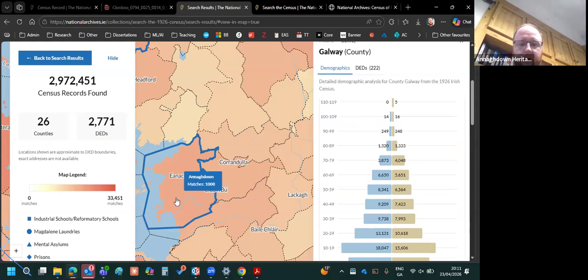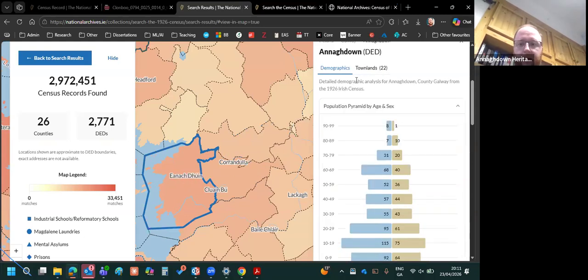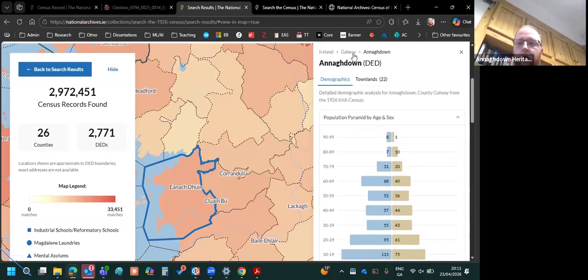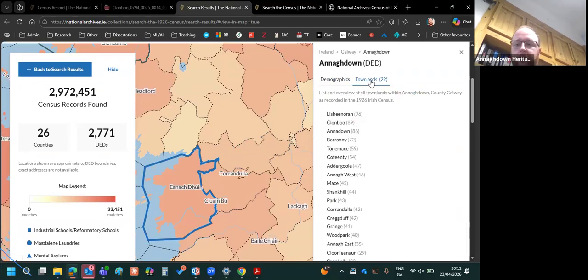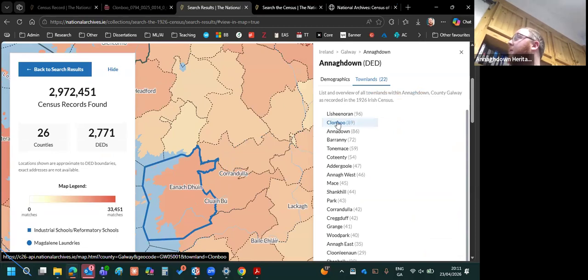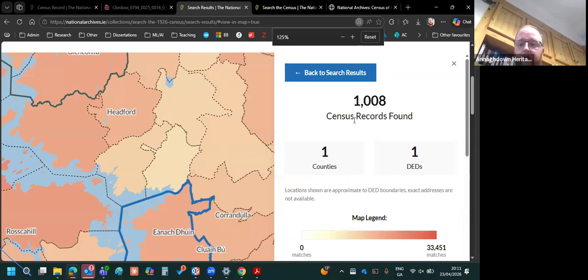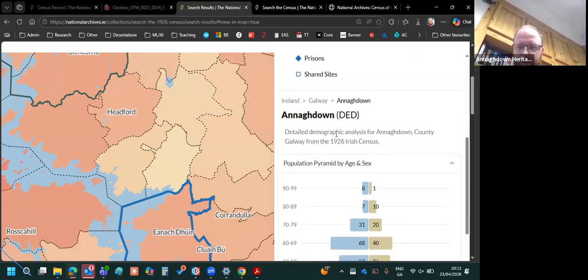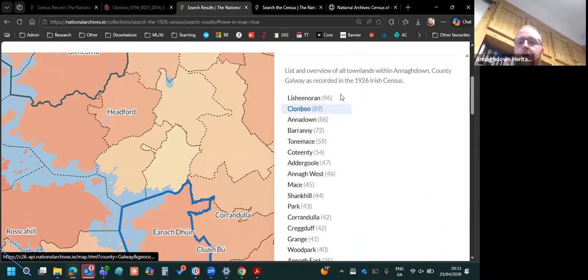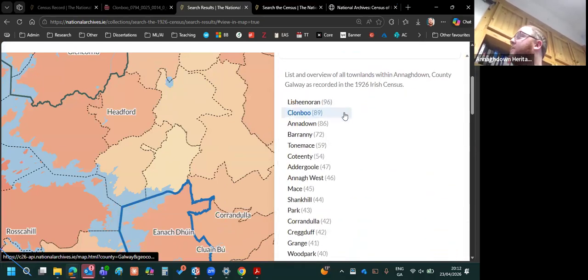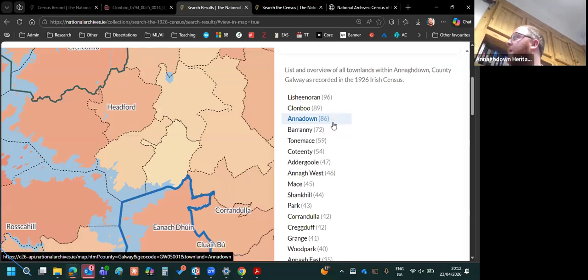So if you want to find townlands in Down DED, this is Down Galway, you can click townlands here and we see Clonboo is there with its one O at the start. You should be able to find whichever townland you're looking for using that. You'll see some other townlands there are spelled differently as well. Down is missing its GH in the townland. It's spelled with the GH in the DED name.